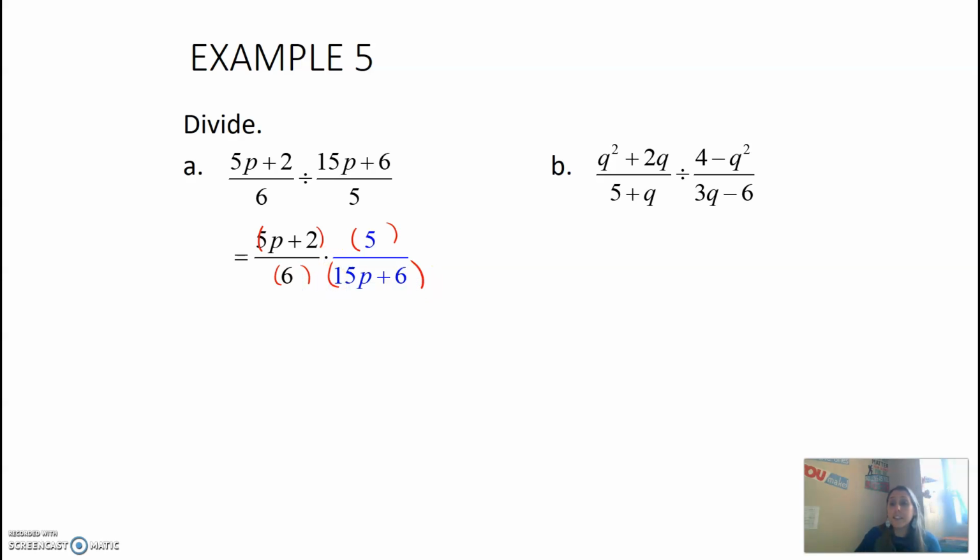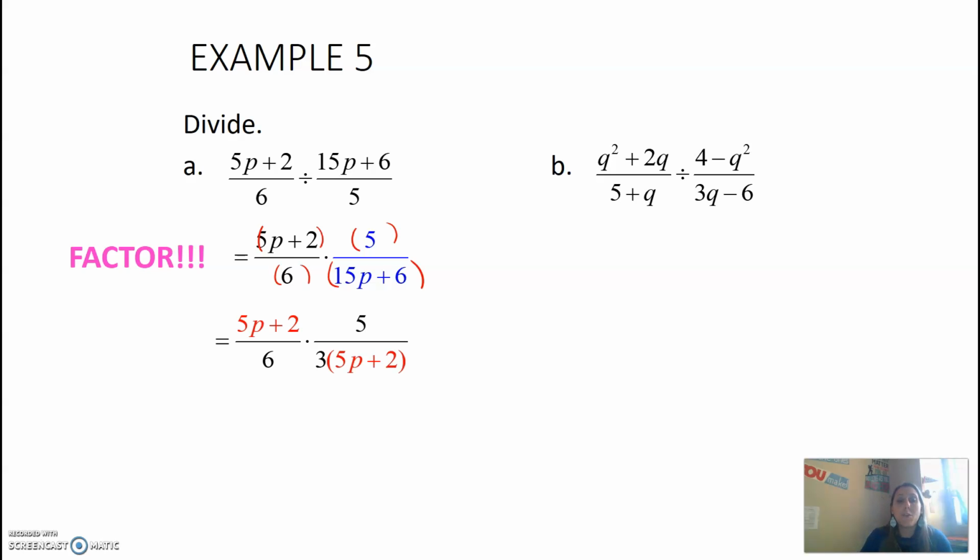And then I'm going to factor where I can factor. 5p plus 2 does not factor. 5 is just a prime number, so it doesn't factor. 6 does factor into 2 and 3, but I'm going to go ahead and leave it alone. And 15p plus 6 does factor. I can factor out a 3. So we are going to factor.